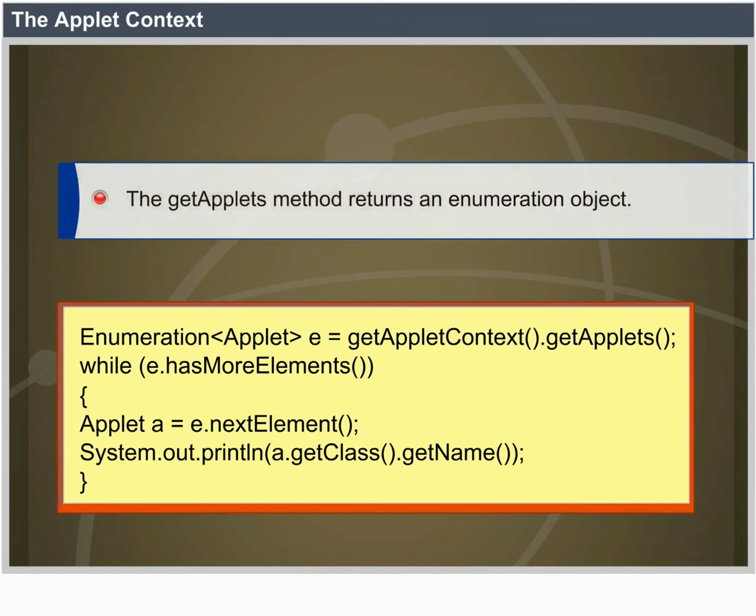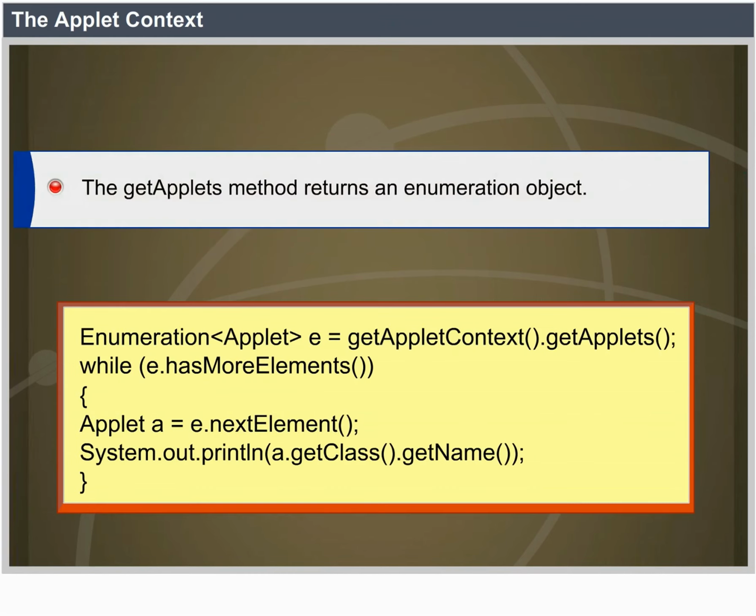You can also list all applets on a web page, whether or not they have a name attribute. The getApplets method returns an enumeration object. Enumeration e equal to getAppletContext.getApplets. While e.hasMoreElements, applet a equal to e.nextElement, System.out.println of a.getClass.getName.